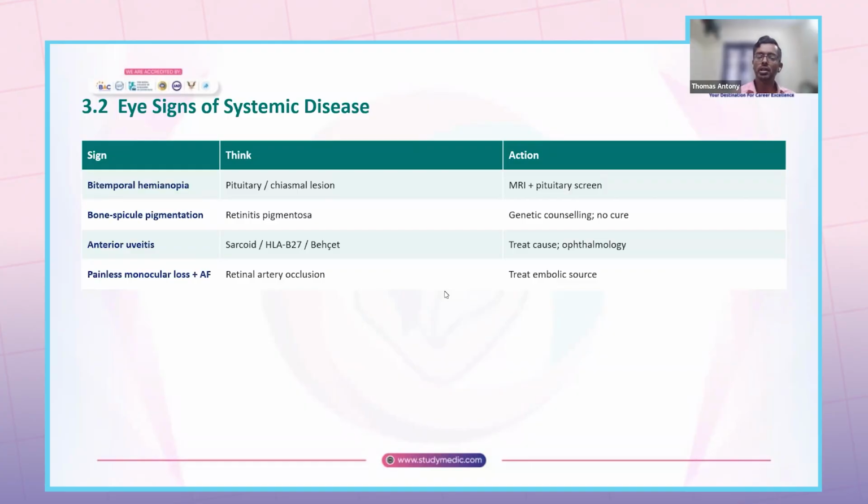So anterior uveitis, it could be sarcoidosis, HLA-B27, seen in Behçet's disease. Then what is HLA-B27? These are seronegative arthritis, so those patients also can present with anterior uveitis. Treat the cause and make an ophthalmology referral. Then painless monocular loss, that we are dealing with retinal artery occlusion. So we have to identify the embolic source and address it.